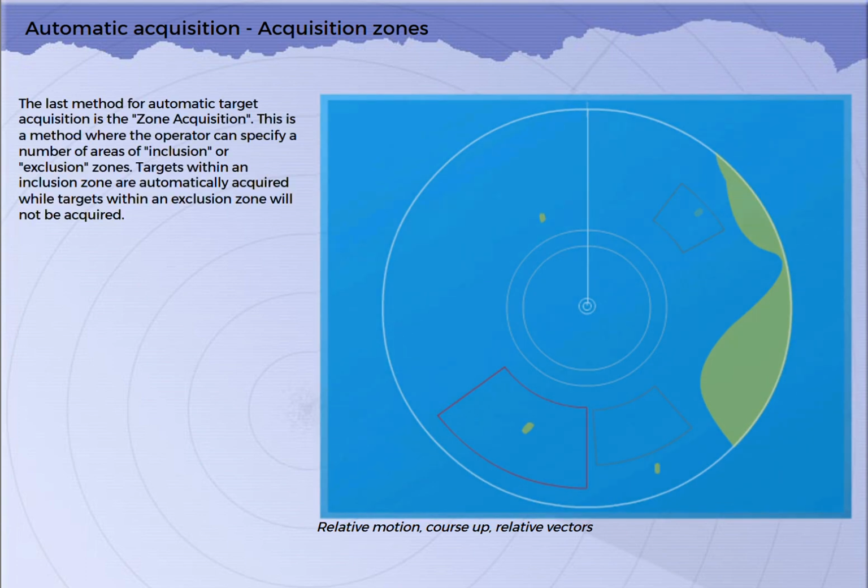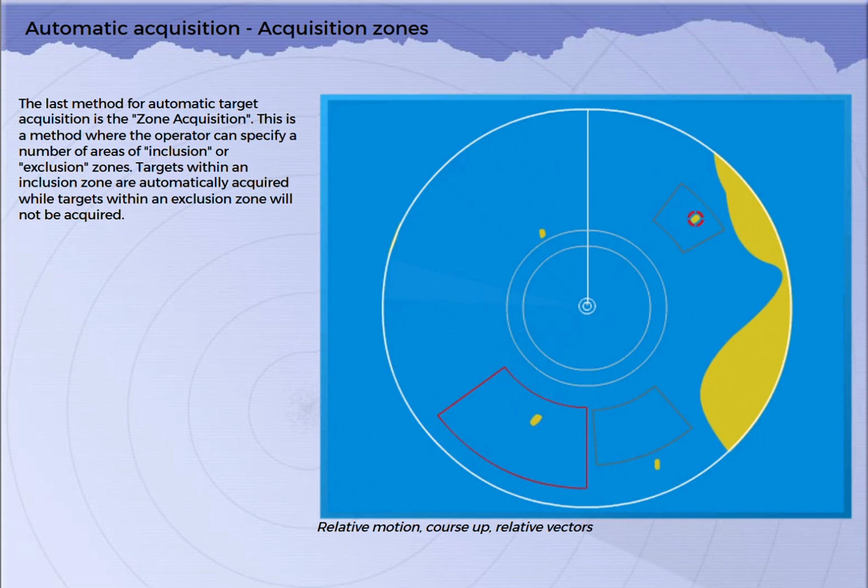The last method for automatic target acquisition is the zone acquisition. This is a method where the operator can specify a number of areas of inclusion or exclusion zones. Targets within an inclusion zone are automatically acquired, while targets within an exclusion zone will not be acquired.